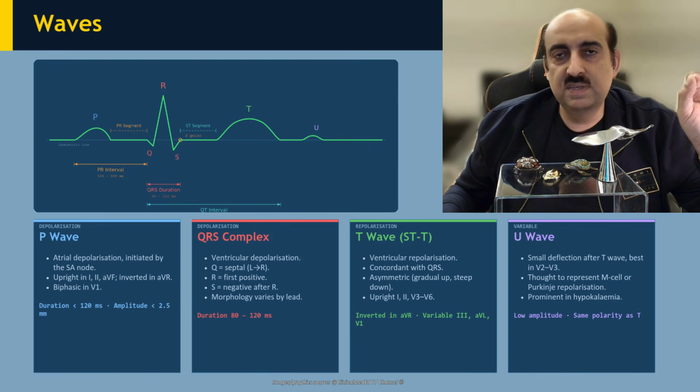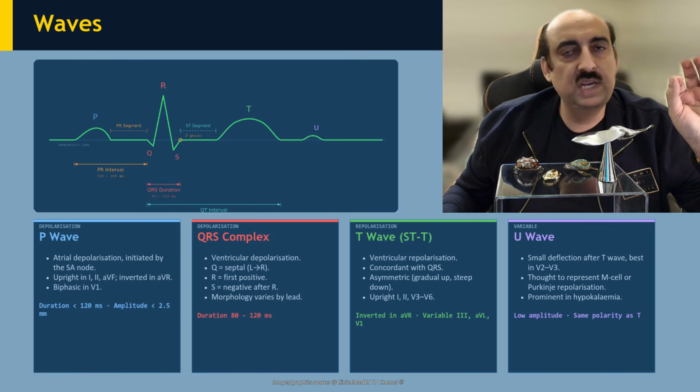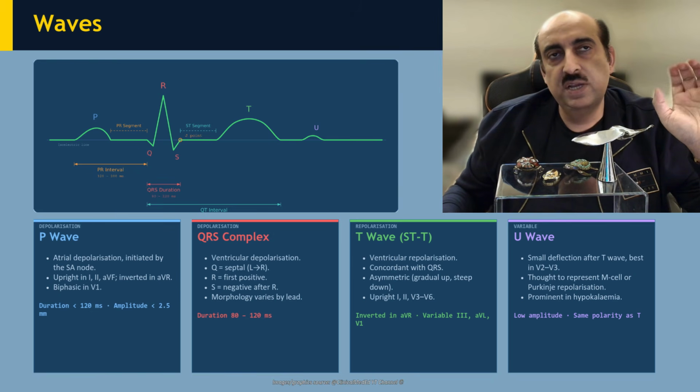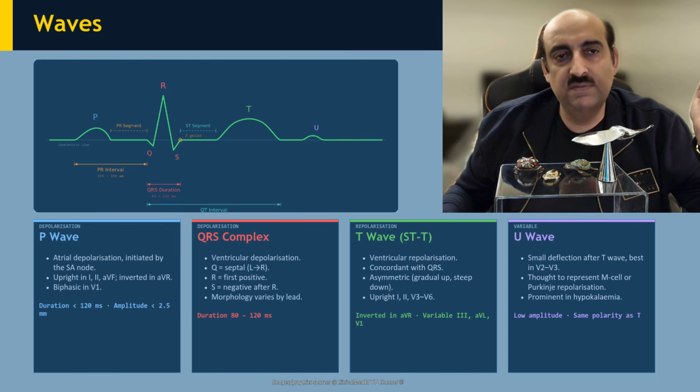A U wave, if present, is usually pathological, most predominant in hypokalemia and also sometimes in acute myocardial infarction. It's low amplitude. It occurs after the T wave and before the onset of the next P wave.